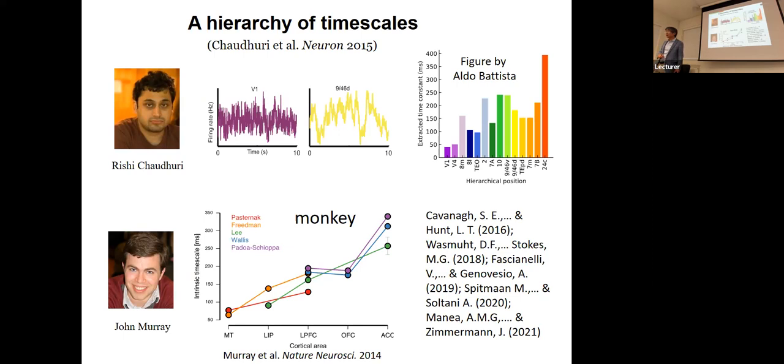And that's functionally desirable, right? If you think about V1, you want the circuit to operate very quickly because the visual inputs change very quickly. On the other hand, when I talk about gradual ramping activity in some higher areas underlying decision making, the time constant must be slow, must be long, right? Otherwise, you would not see this ramping activity. So somehow, this gradient of time constants, or hierarchy of time constants, emerges in this model.